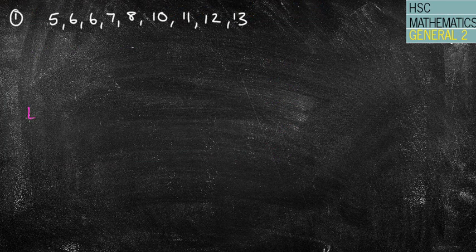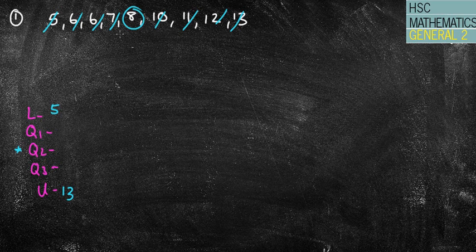So we know that we're going to be looking for the lowest, the Q1, Q2, Q3, and the highest score. So lowest and highest are pretty straightforward. Lowest in this case is 5, highest is 13. The next thing we look for is the Q2. That's our starting point. 1, 2, 3, 4, 1, 2, 3, 4, and we have a middle number. Remember, the middle number is going to be our Q2.